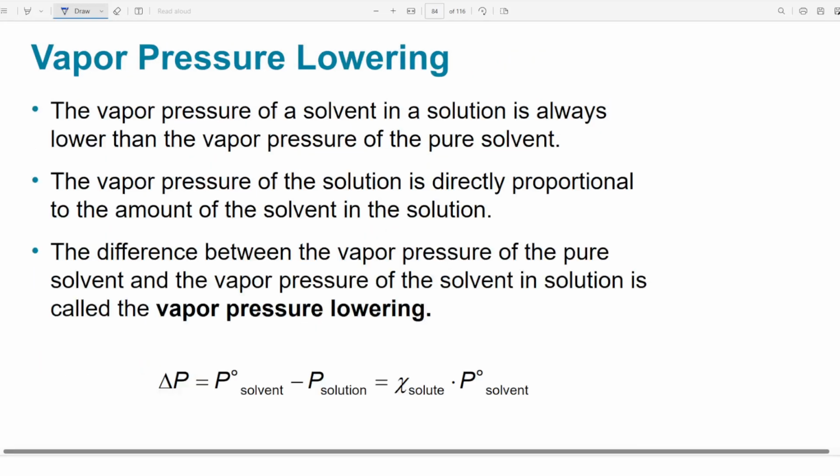The difference between the vapor pressure of the pure solvent and the vapor pressure of the solvent in solution is called vapor pressure lowering, and that change in vapor pressure is given by the vapor pressure of the pure solvent minus the vapor pressure of the solution, and that difference is equal to the mole fraction of the solute times the vapor pressure of the pure solvent.